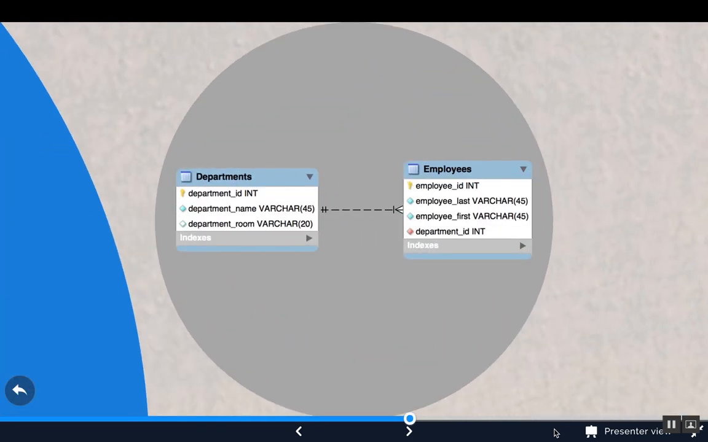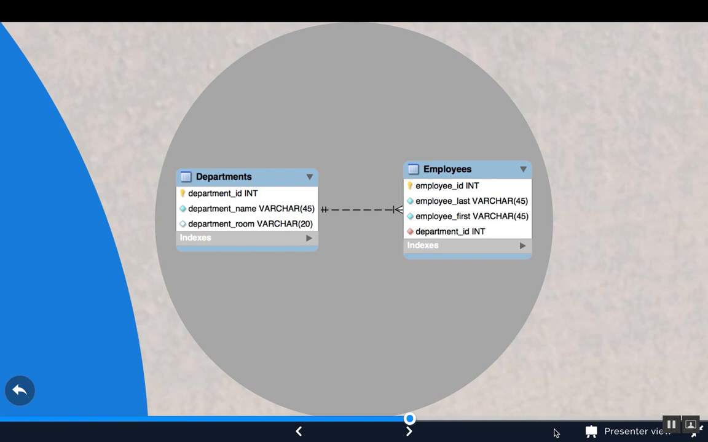Here's an example of two entities, the departments of a company and the employees who work for that company. Each department has employees, and each employee belongs to a department within that company. Here we see that a department has to have at least one employee, but it could have many employees, and each employee belongs to one and only one department.